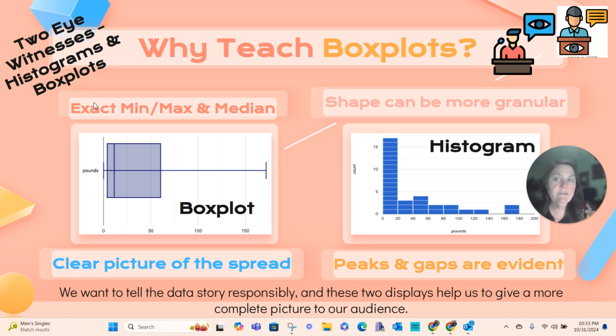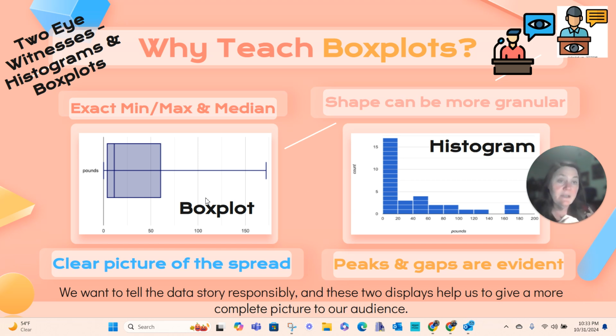What does a box plot do? Well, it gives you that exact minimum and maximum and median. You don't get the exact in a histogram. You get about where it falls, but you don't know exactly what it is. It's in a range of a bin somewhere, okay? You have a clear picture of that spread. You see that spread very clearly in a box plot, right?